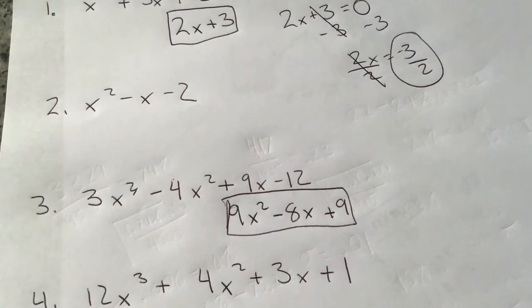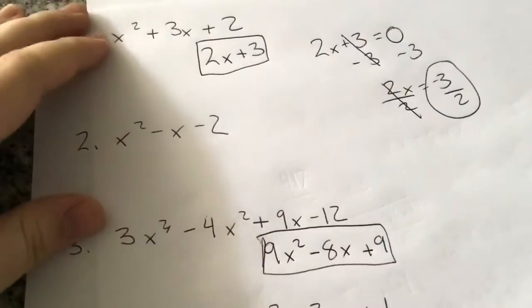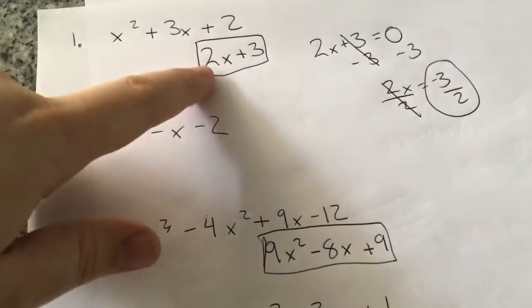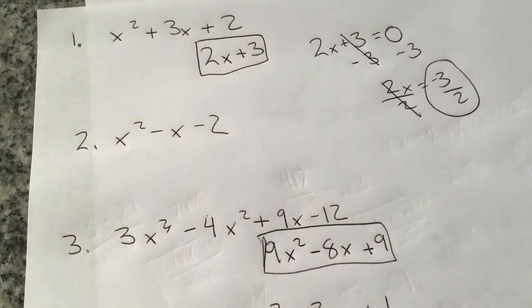That's all we have to do on these simple problems like this. When you have a derivative that is just a binomial, just an x and a constant, all we got to do is set it equal to 0, solve, done. That is a non-changing point.